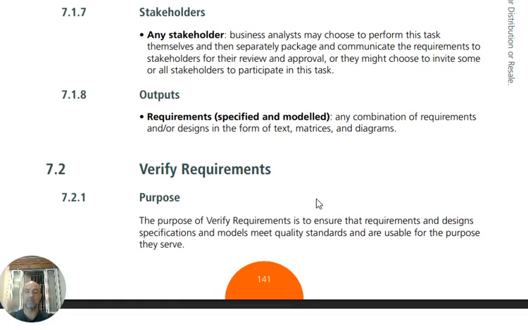Specified and modeled. You did it. You have the requirements set. You have them specified and modeled. Now the next stage, you will do what? You verify them and then validate them.